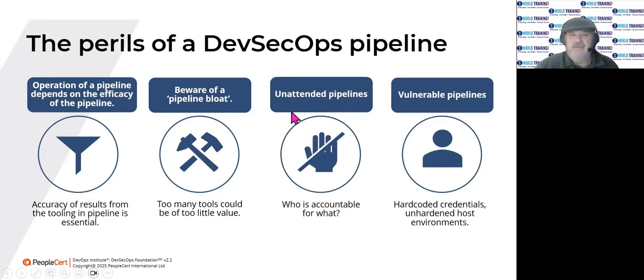It can be chaos. Unattended pipeline. So who's responsible for the pipeline? If that's not clear, that can be a big problem. As you get more people dependent on the pipelines, the maintenance and support of the pipeline itself becomes critical.